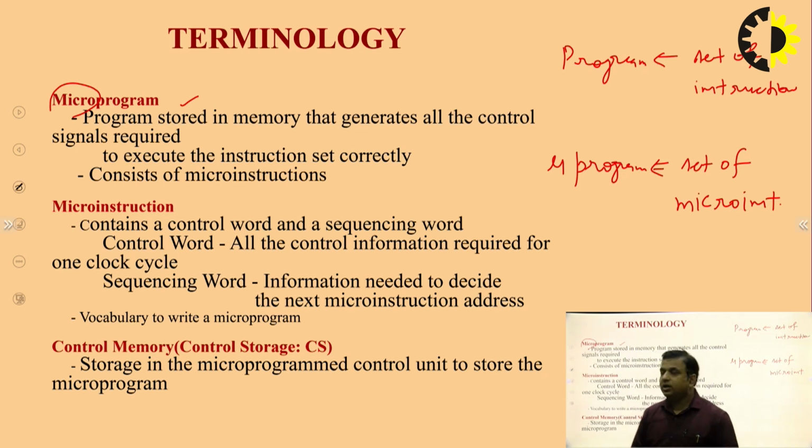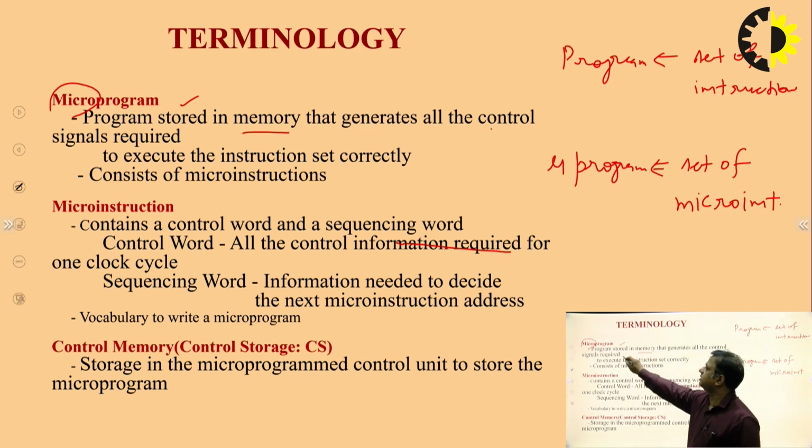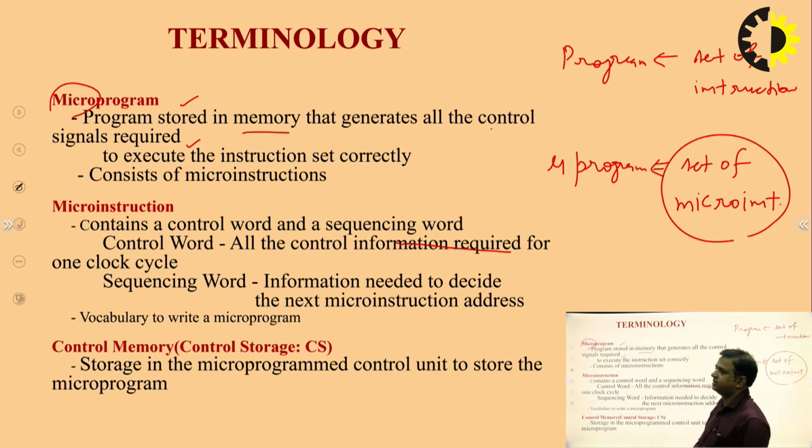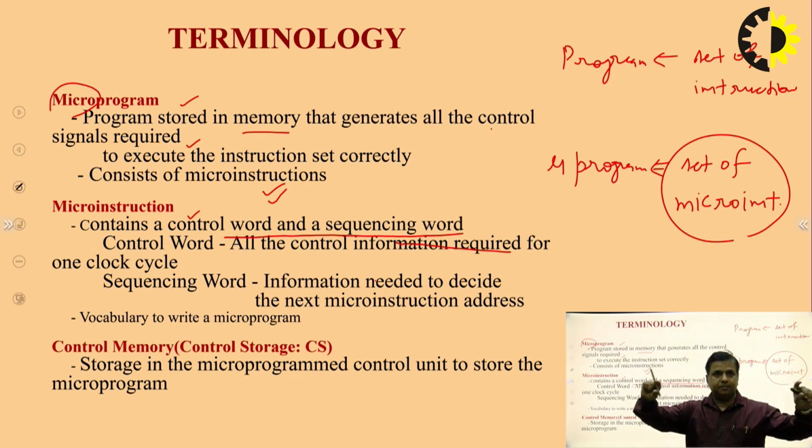Simple. So this program that is stored in memory generates all the control signals required. What are these control signals? Basically, these control signals are the set of micro instructions needed to execute the instruction set correctly. What is a micro instruction? It contains a control word and a sequencing word. As an instruction is a control word in the form of bits 0 and 1, that we call the control word.